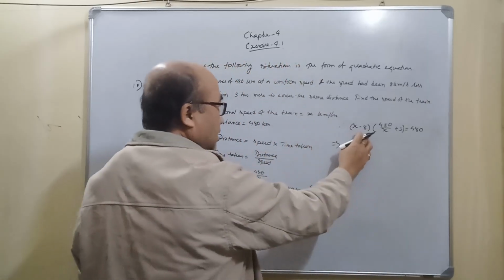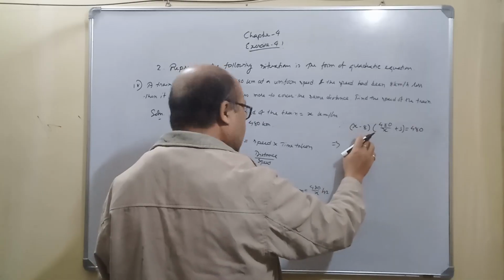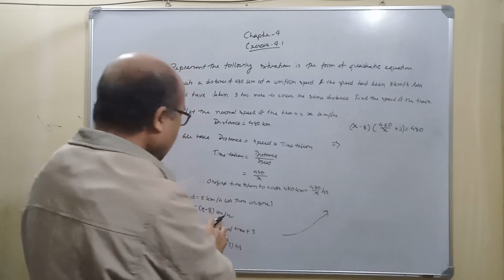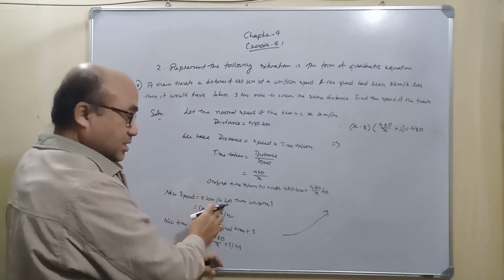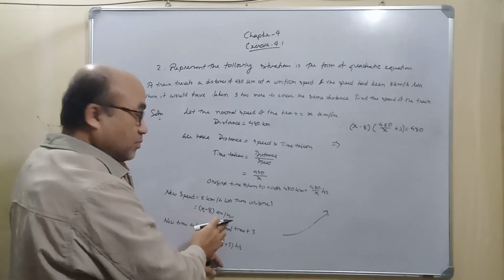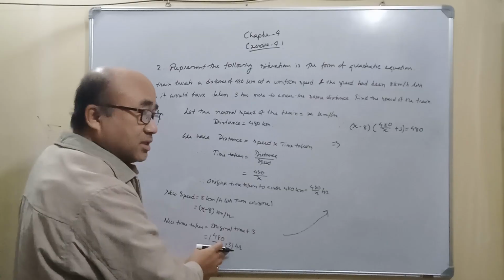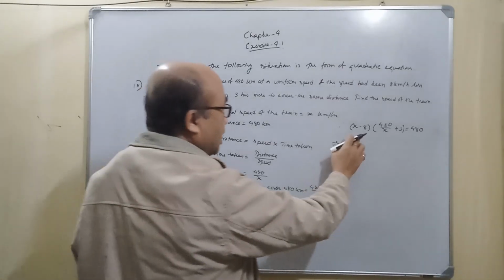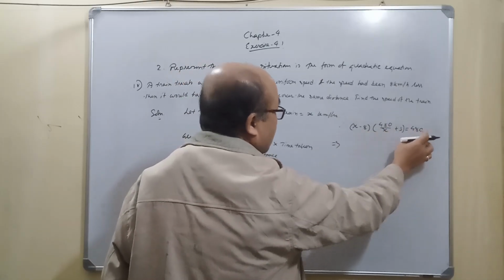The new speed and the new time taken. New speed is x minus 8 km per hour. It is 8 km less, so it is x minus 8 km per hour. And the new time is, it will take 3 hours more, so original time plus 3. So new time into new speed, the distance is same. So it is 480.